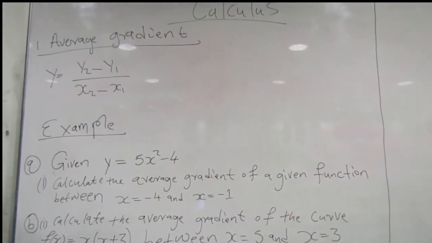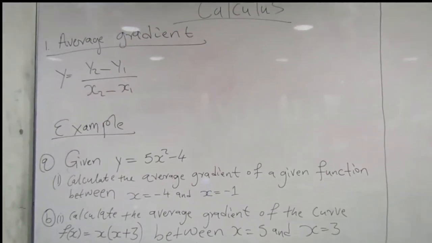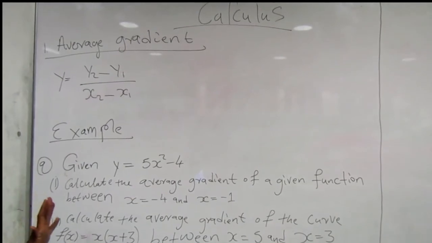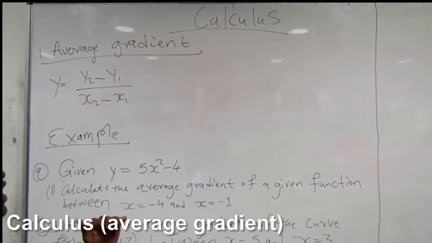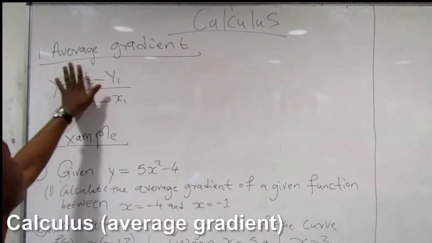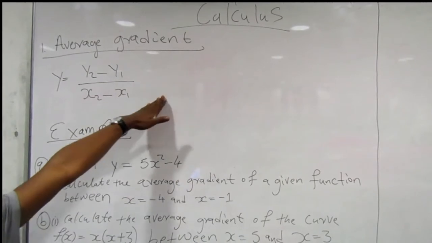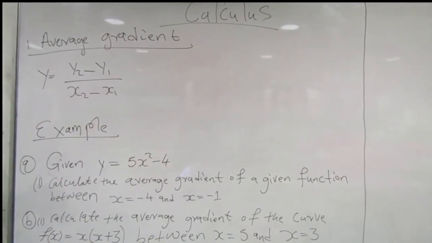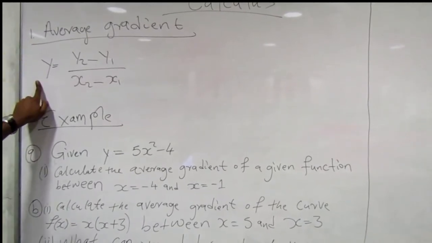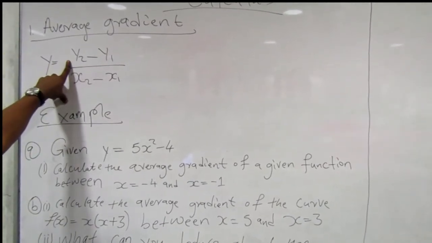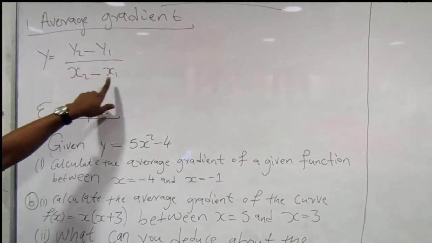Hello guys, today we are doing calculus. Actually our first topic, first subtitle on calculus is average gradient. And as you can see here, for average gradient we only have this formula, which says y is equal to y2 minus y1, the whole divided by x2 minus x1.